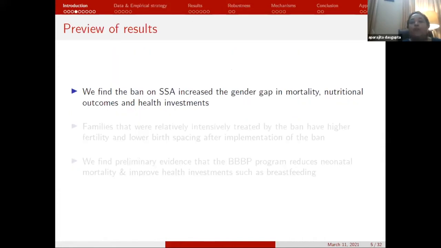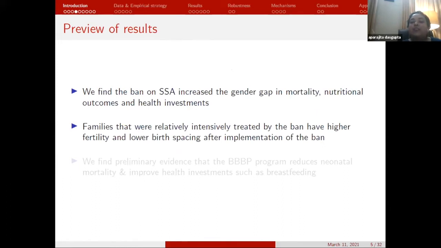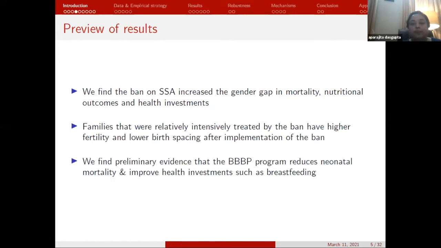So just to give you a preview of our results, broadly, we find that the ban on sex selective abortion increased the gender gap in mortality, nutritional outcomes, and health investments. Families that were relatively intensively treated by the ban, which is the families with a firstborn girl child, have higher fertility and lower birth spacing post implementation of the ban. We find preliminary evidence that the Beti Bachao Beti Padhao program reduces neonatal mortality and improves health investments such as breastfeeding. This is more stark for higher order births.